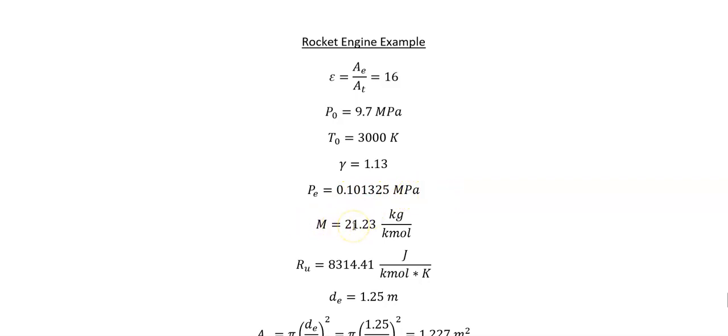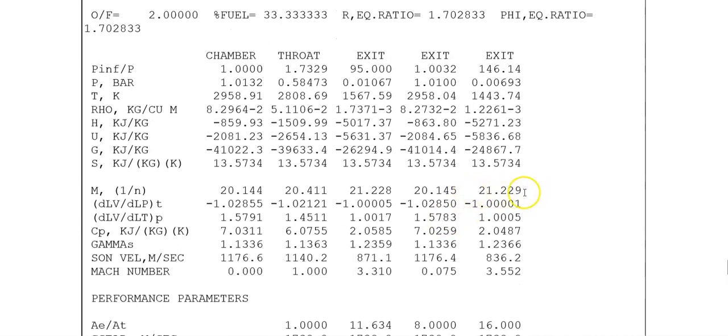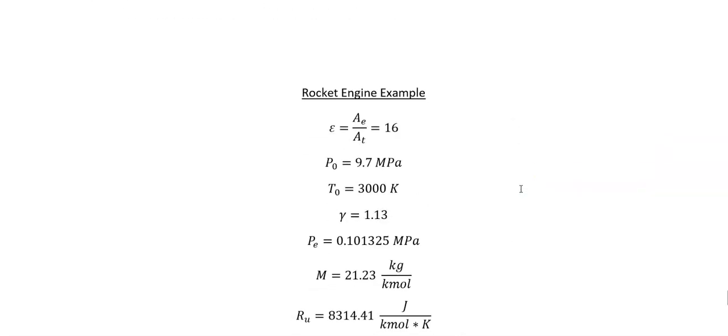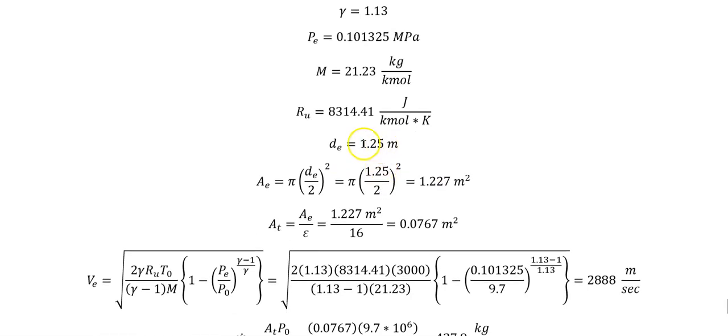The molecular mass of the gas was 21.23. That actually comes from right here, M at the exit. Okay, so we got that. And then the universal gas constant, and the diameter of the exit plane we're going to assume is the diameter of the rocket engine advertised by SpaceX, 1.25 meters. Now we can use that to get the actual area of the exit. So we'll just do pi r squared. We take the diameter divided by 2, square it, times pi, so we get 1.227 square meters.